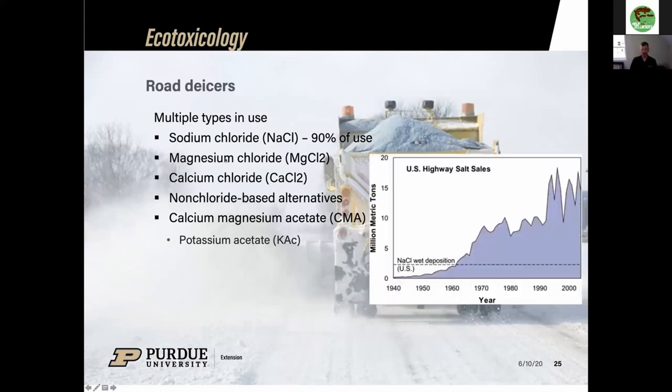But what's important is that over the past several decades, we've seen a dramatic increase in the amount of road salt that's used on US highways. So this is in millions of metric tons, so we're anywhere from 10 to 15 million metric tons that are used on our roads and highways across the United States.